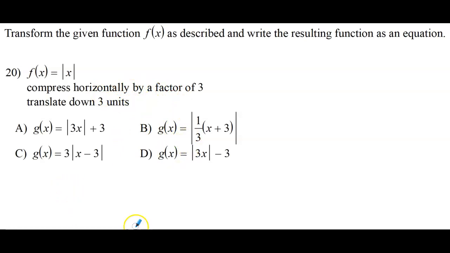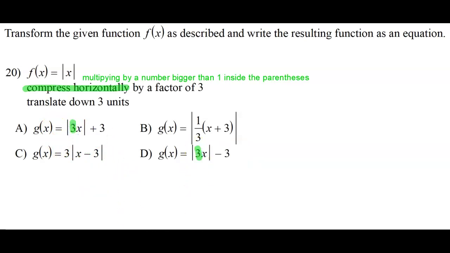So my first thing I want to notice here is that we're looking for a horizontal compression. And what that means is when you have a horizontal compression, that means you are multiplying by a number that is bigger than 1 inside the parentheses. So let's go ahead and take a look down here. Where are we multiplying by a number bigger than 1 inside the parentheses? Well, I have one here, and I've got one here.